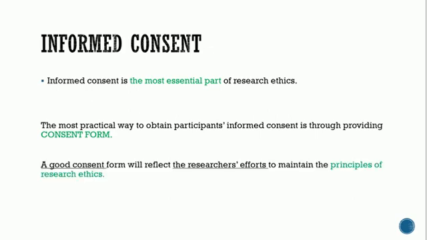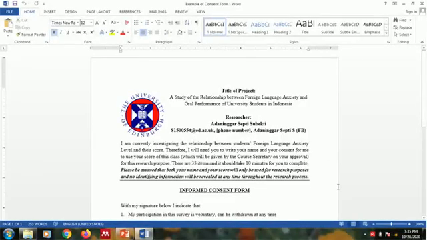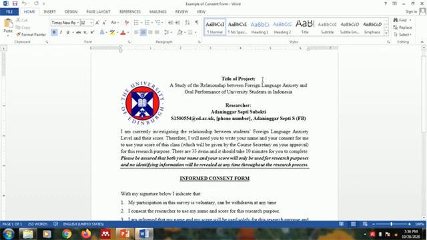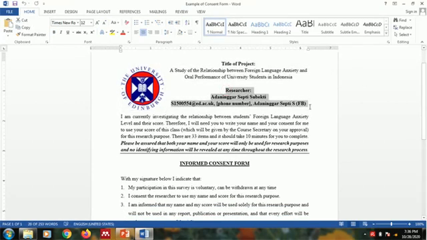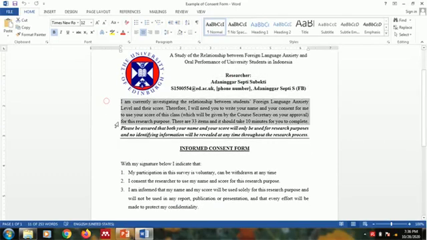A good consent form will reflect the researcher's efforts to maintain the principles of research ethics. This is an example of a consent form. It was used for my dissertation study when I completed my master's degree. Here I wrote the title of my dissertation, and then my identity, and then what my study was about.